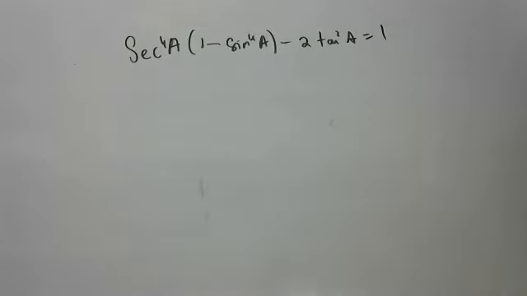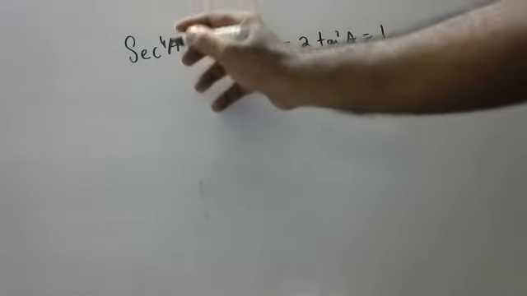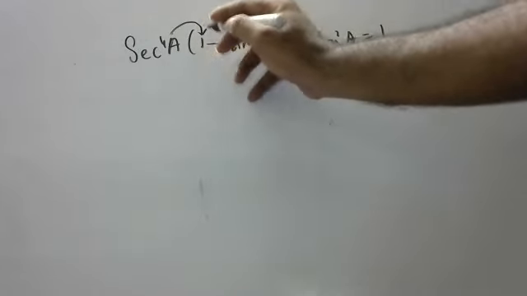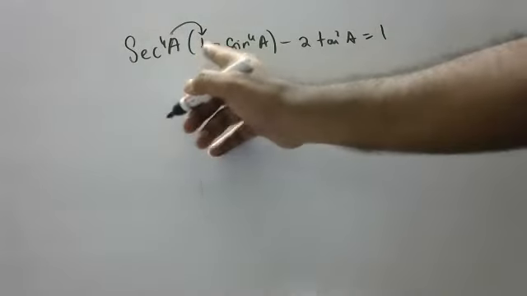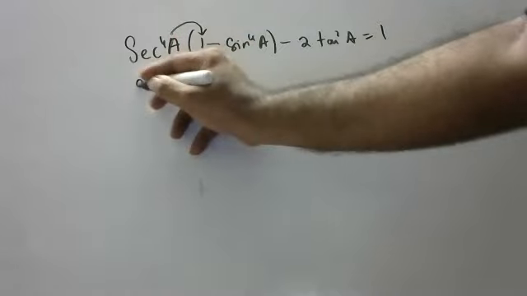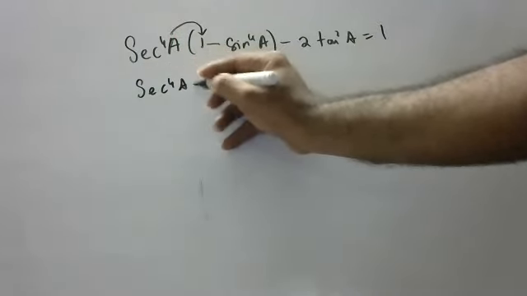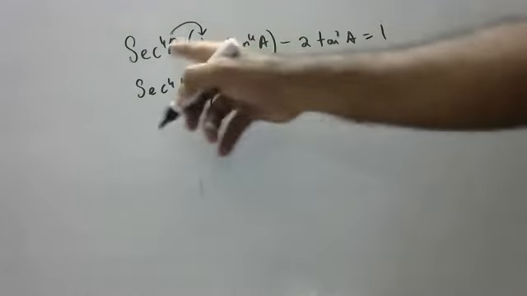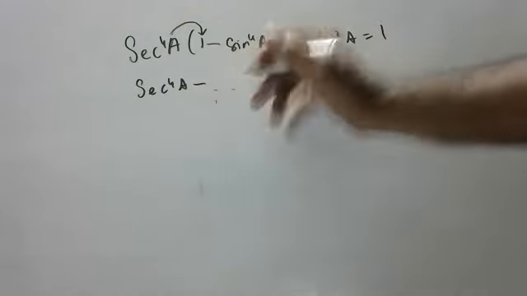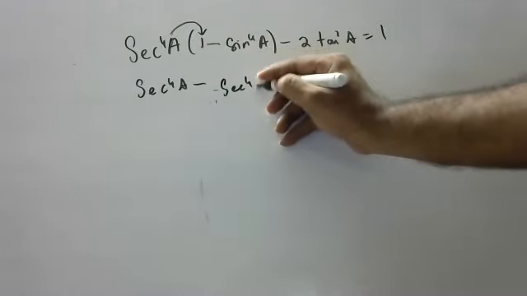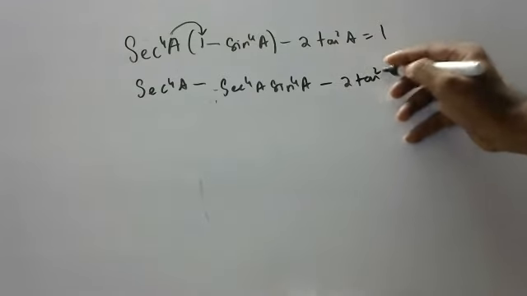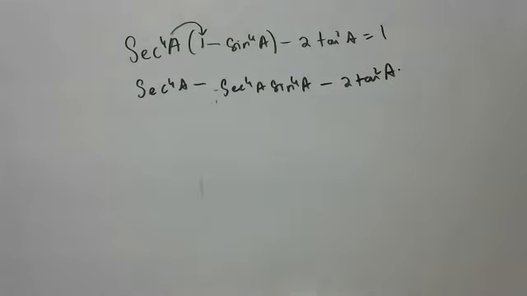Okay children, so everything is 1. Let's do it. Secant 4a into 1 minus sine 4a. What is secant 4a? Secant means 1 by cos 4a. Secant 4a into sine 4a is secant 4a sine 4a minus 2 tan square a.